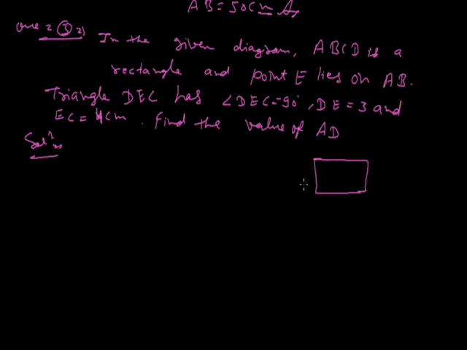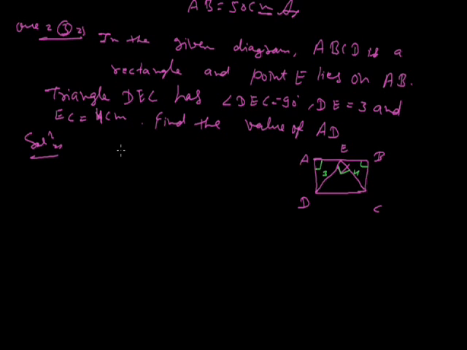It is given that ABCD is the rectangle. This point is A, this point is B, this point is C, this point is D, and inside this rectangle we have a right angle triangle, which is triangle DEC. So it is given that this angle is 90 degrees, this angle is 90 degrees, and this angle is 90 degrees. Now the length of DE is 3 centimeters, the length of EC is 4 centimeters.